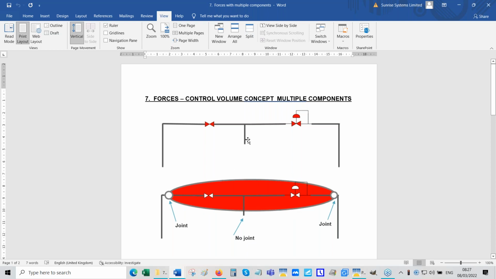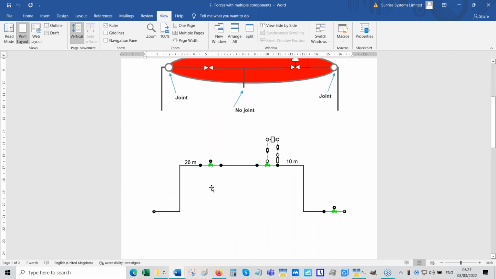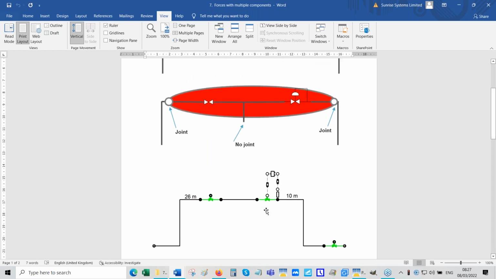Because we cannot have a change in direction, we do not consider the force in that direction. It's only the force along this section of pipe between these two elbows, and we define the control volume in this way. And that is the PIPENET network, because you can see that there's a control valve there, it's a pressure control valve, and there's another valve here, and also another valve here.